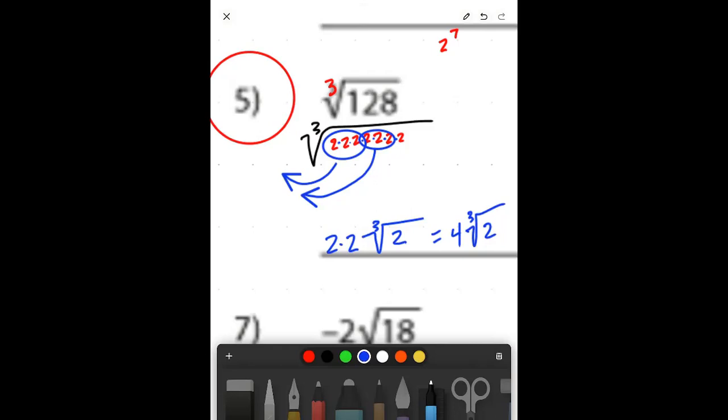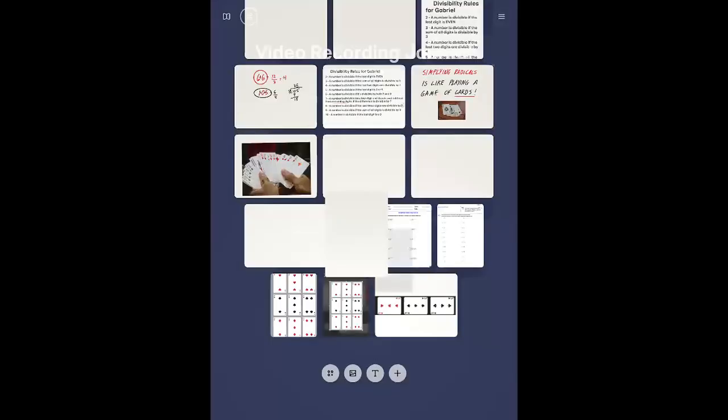You factorize it, and then you go get whatever the root is. You're looking for that pair of numbers, and each pair that you get, you just pull out, and you're going to be multiplying whatever number you pull out. Okay. Now, I'm going to do one that has variables.